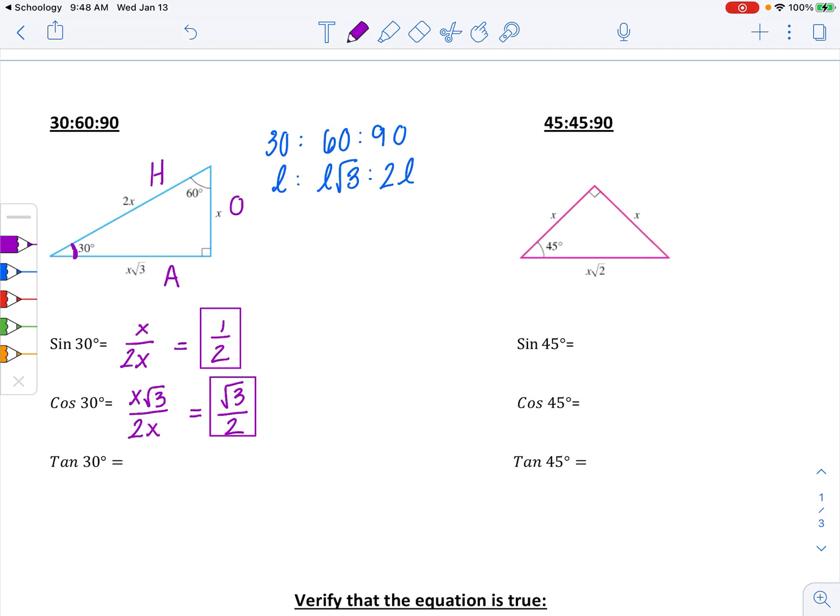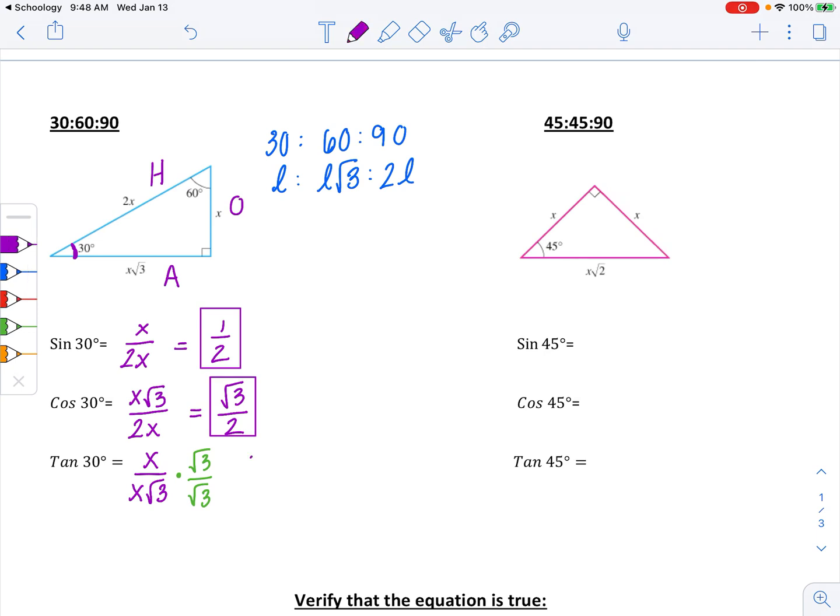Tangent of 30 is opposite over adjacent. So x over x root 3. Oh, but you realize there's a square root in the bottom. And you're like, Mrs. Frerick said we can't have a square root. So you have to rationalize that denominator. Multiply by that square root.